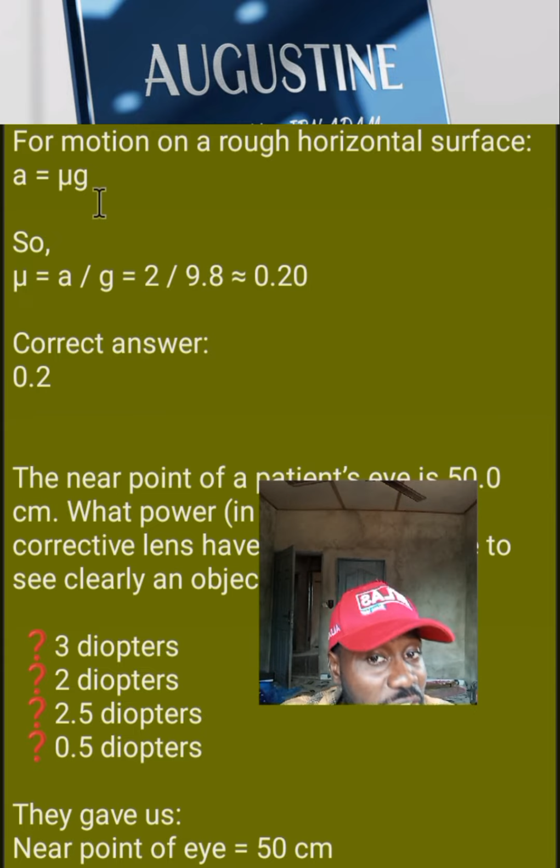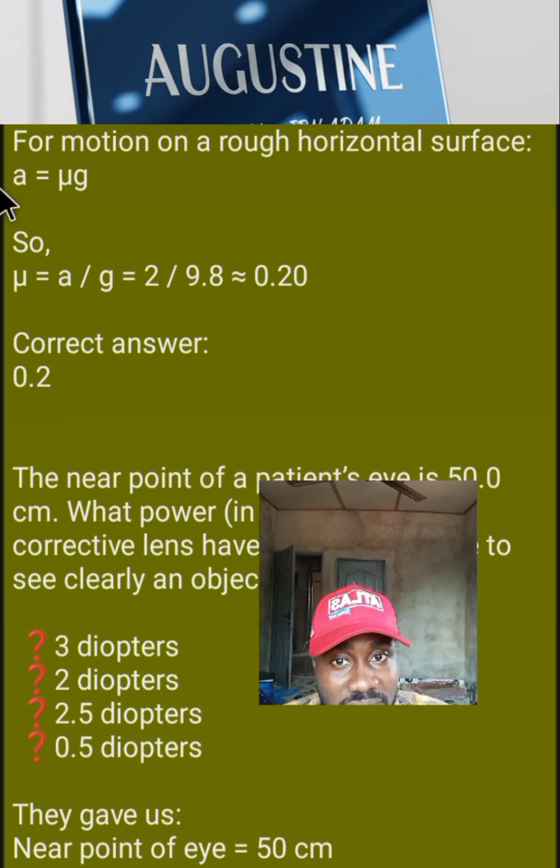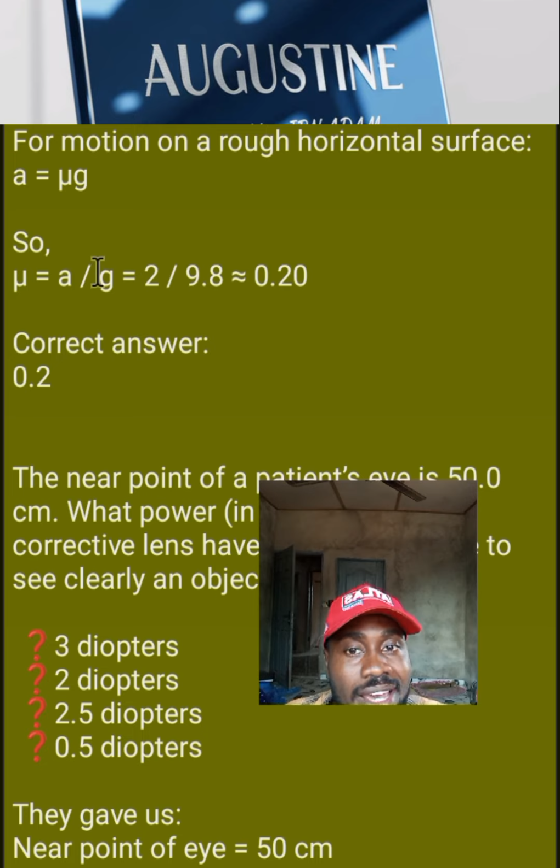When you make it the subject, by the normal basic mathematics rule, if you carry this one here, it will be A over G. It will not be A times G. If you carry this U to this side and carry A across the equal to sign, it will be A over G, not A times G. So U is equal to A over G, then we substitute.